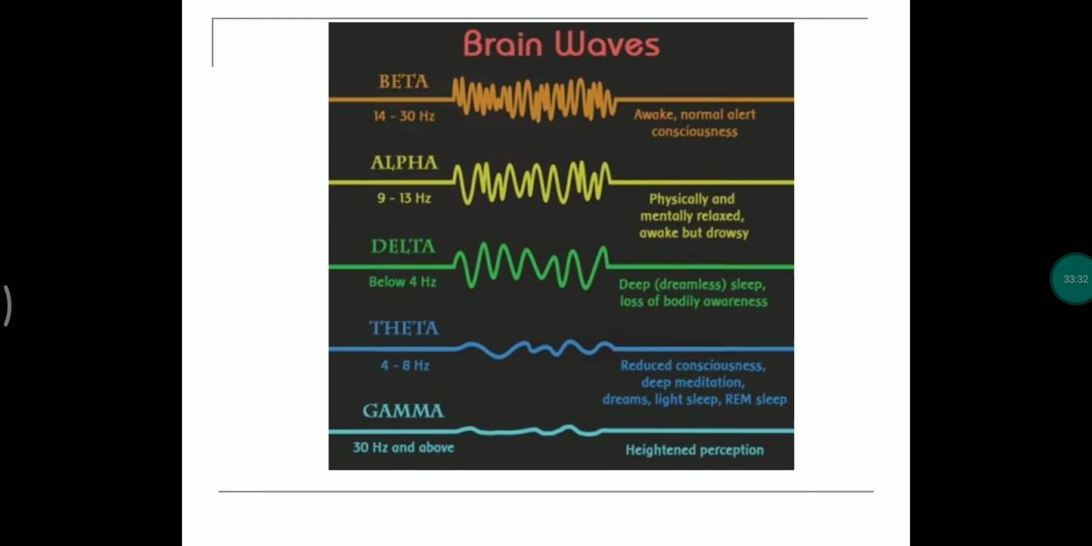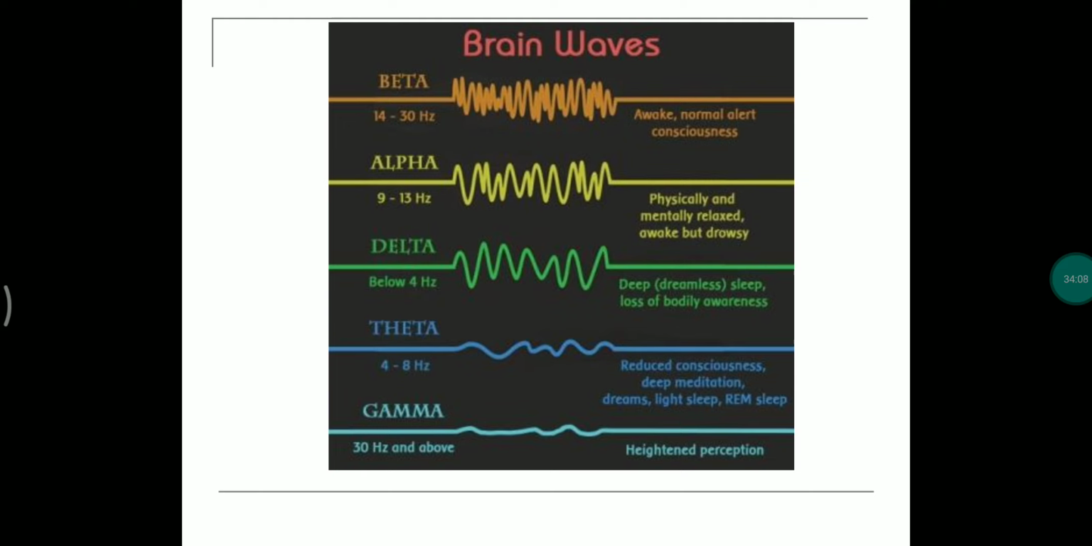Coming to beta waves, which are present during the awakened condition and bring out normal alert consciousness. Alpha waves arise during a physically and mentally relaxed state, and these waves occur in the early hours, at the time when we start to wake up.